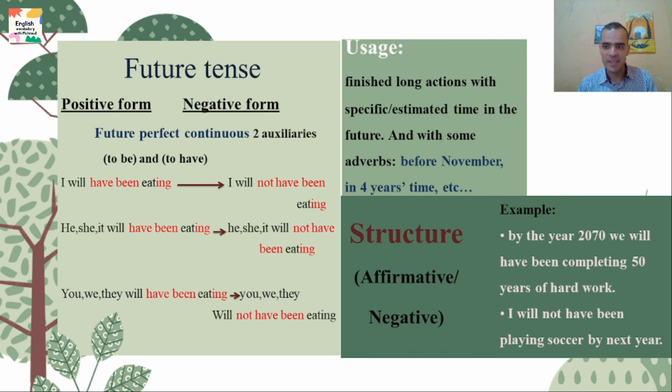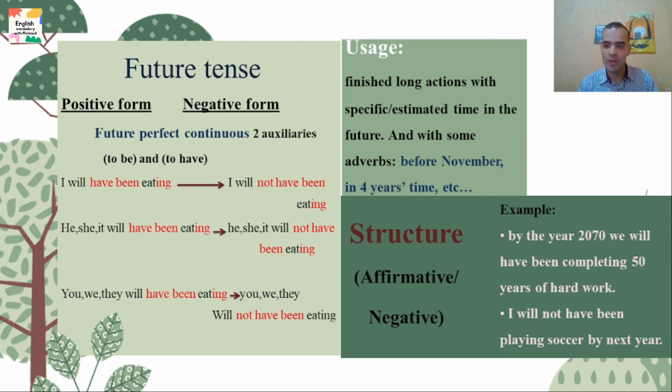For example, by the year 2070, we will have been completing 50 years of hard work. So they're counting that when we get to 2070, we will have been completing, like we completed fully, 50 years of hard work. It's an action that will take place, and in 2070 it will be finished exactly, completing 50 years of hard work. I hope it's clear for you guys.